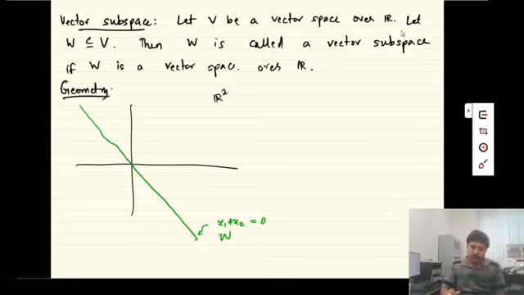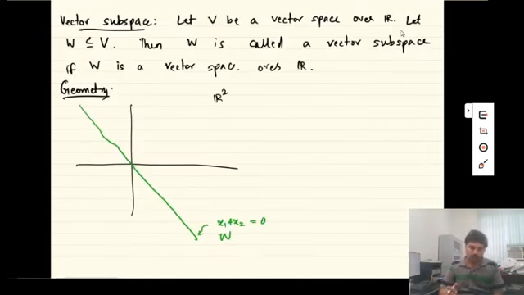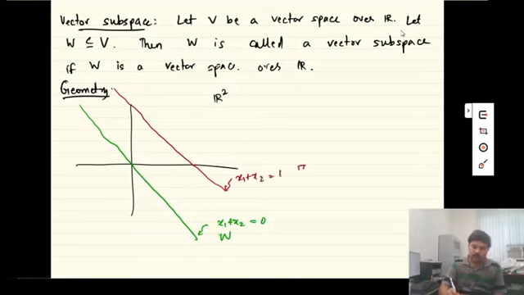And what is the other line? The other line is the set of all points with x1 plus x2 is equal to 1. So it has an intercept, and it is the line parallel to this line. So this is x1 plus x2 is equal to 1, which was nothing but the set Z. So you see, this red line is not a vector subspace. But this line is a subspace.